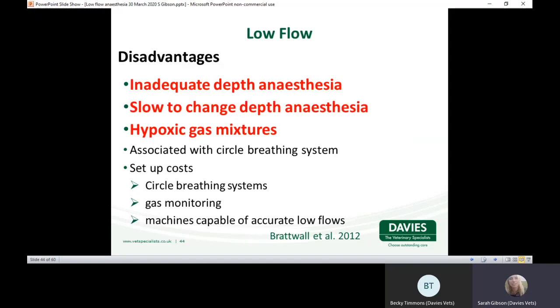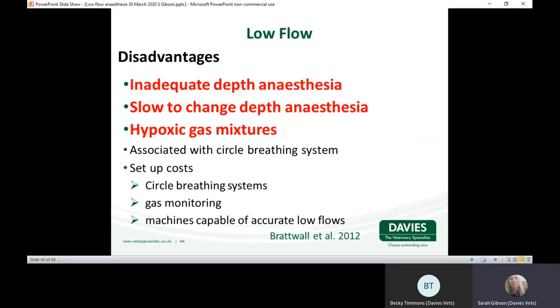So the disadvantages of low flow anaesthesia. Firstly, because we're adding such smaller quantities of gas to the breathing system, there's the potential that these gases will be diluted by any gases already in the patient's respiratory tract and already in the breathing system before we started to use it. So there's the potential for oxygen to be diluted, and we're delivering less gas than we think, so hypoxic gas mixtures.